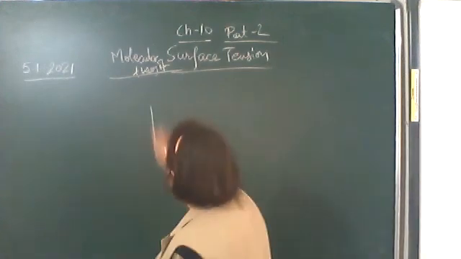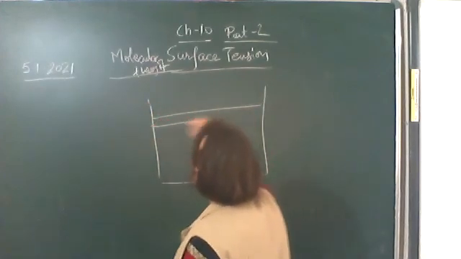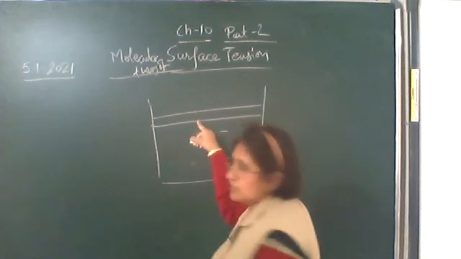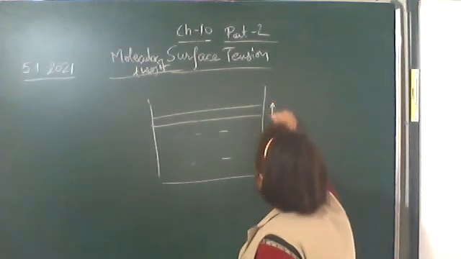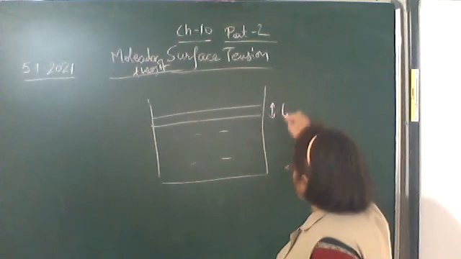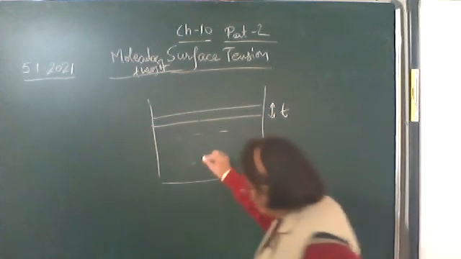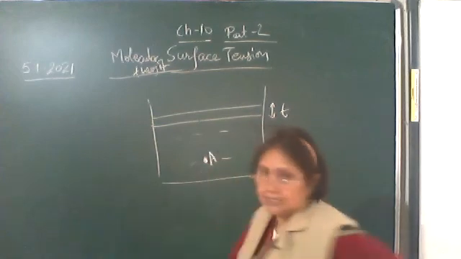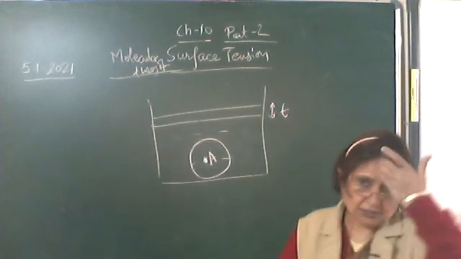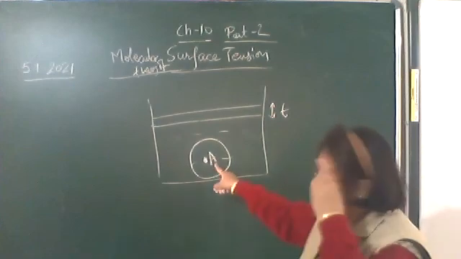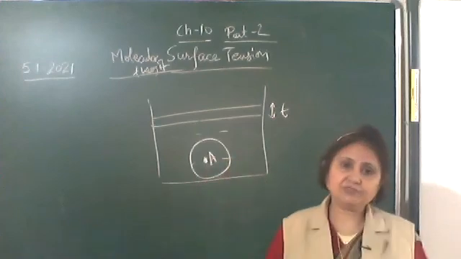Now let a liquid be taken in a container. What is this? This is the surface film, a thin layer drawn near the free surface of the liquid whose thickness is equal to the molecular range. Now let us consider a molecule, let us name it A, and its sphere of influence is well inside the liquid. The sphere of influence of molecule A is well inside the liquid.